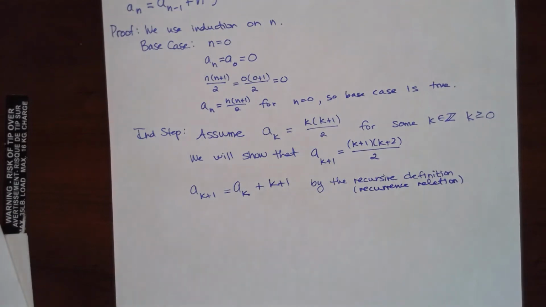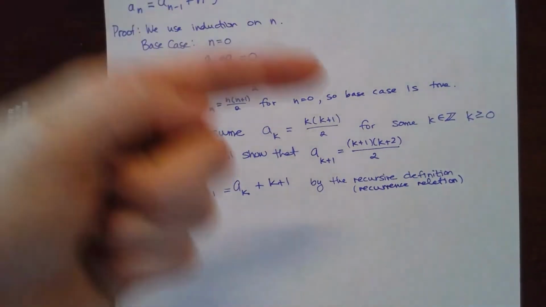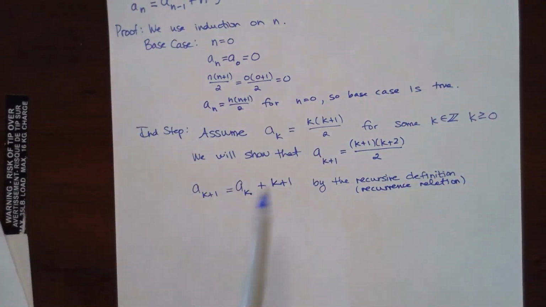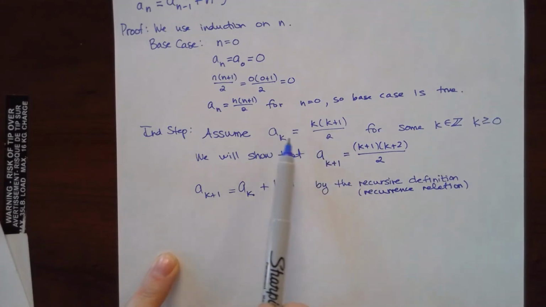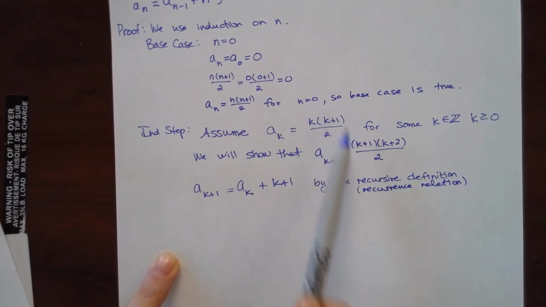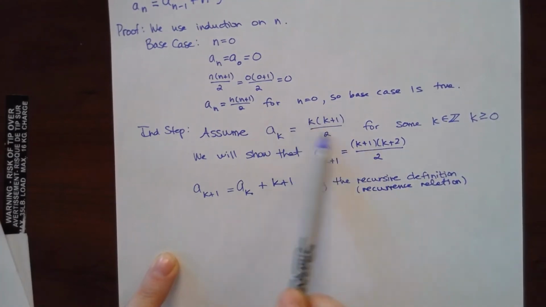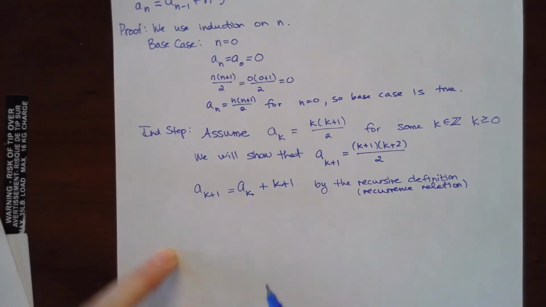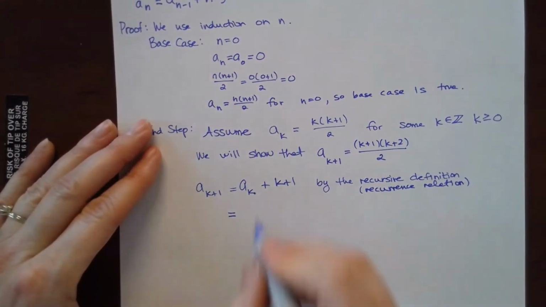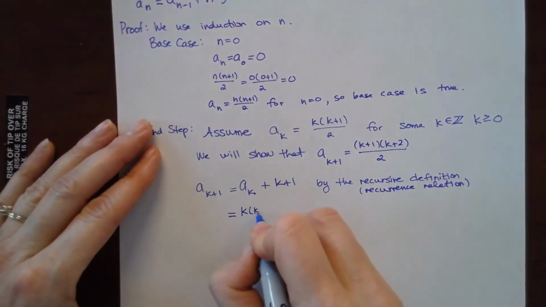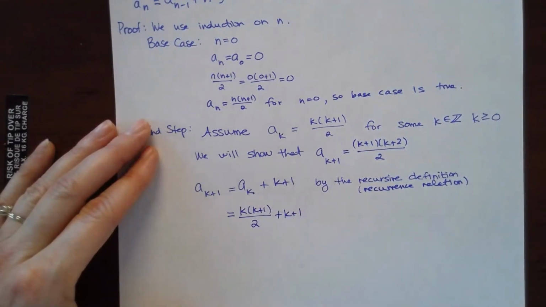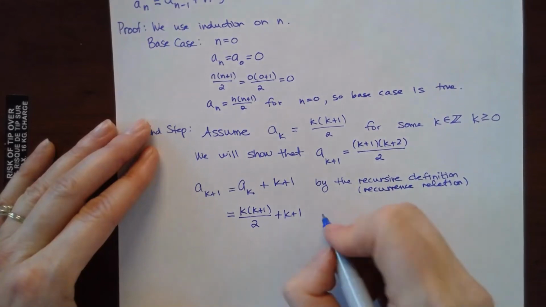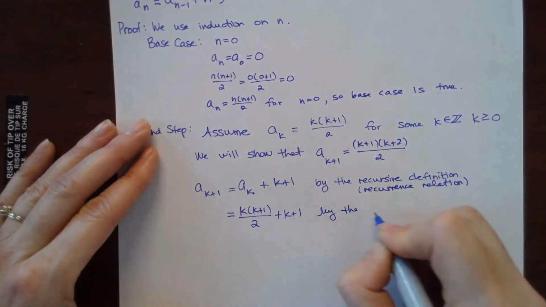So again, I go back to the things that I know are true and the things that I'm assuming are true. And now, this thing that I assumed to be true can come in handy because I can now make this substitution. Since I assumed that a sub k was this, I can just substitute that closed form for a sub k right there. All right, so I can take and do k times k plus 1 over 2 and make that substitution. And the only reason I can do that is by the inductive hypothesis.